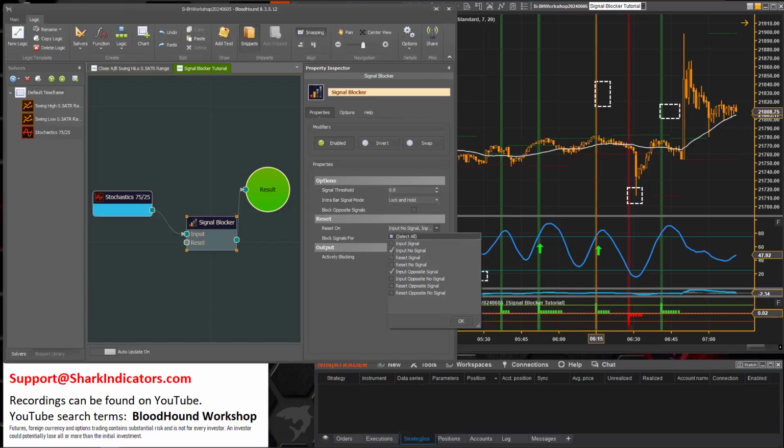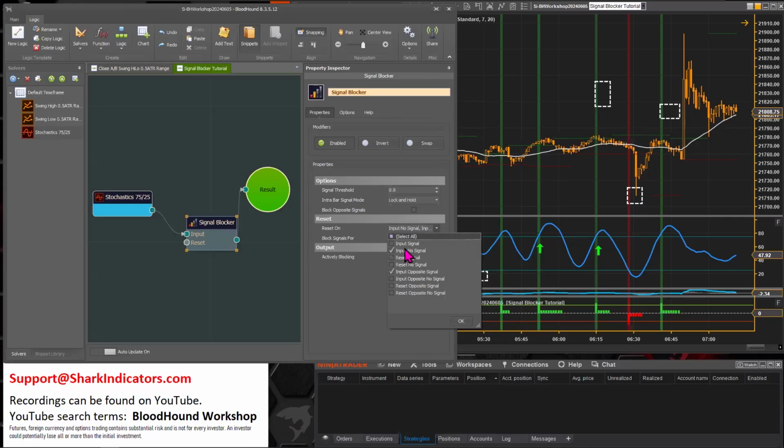Since when longs are being blocked, then a short signal has to come in. That's the opposite. So when shorts are being blocked, then a long signal has to come in. A long signal is opposite. And then you also have the opposite no signals as mentioned there. So those are the various kinds of incoming signal or no signal conditions.